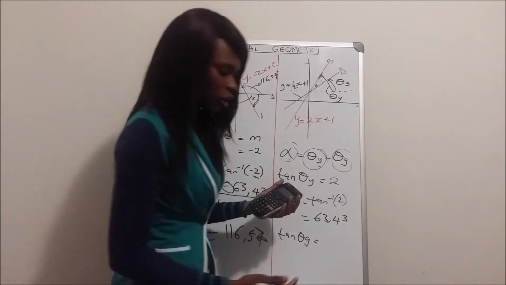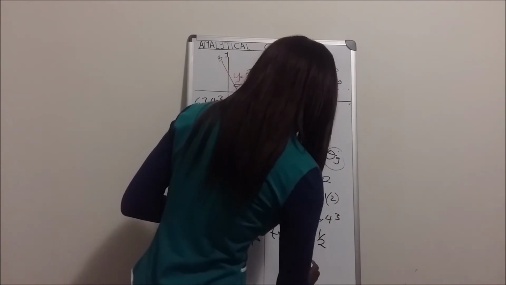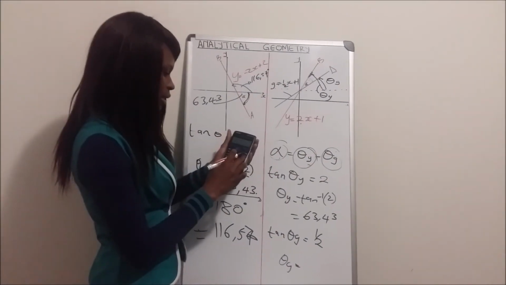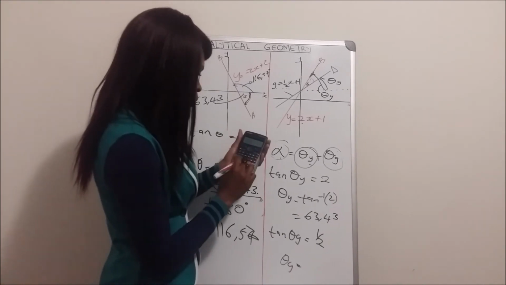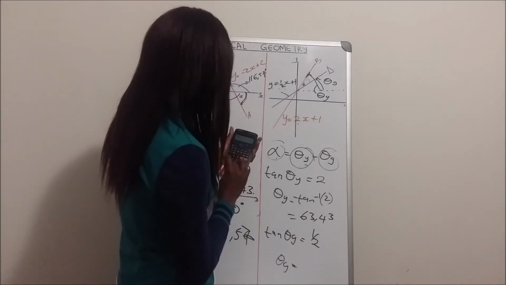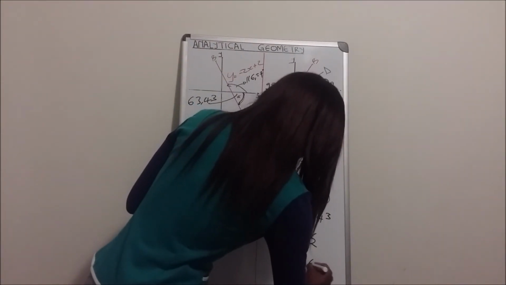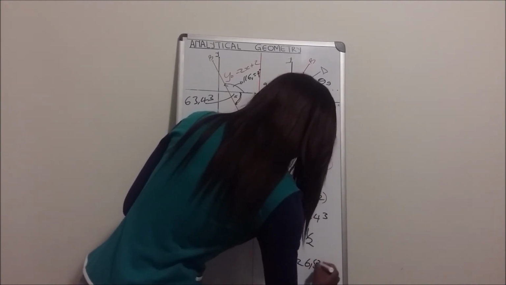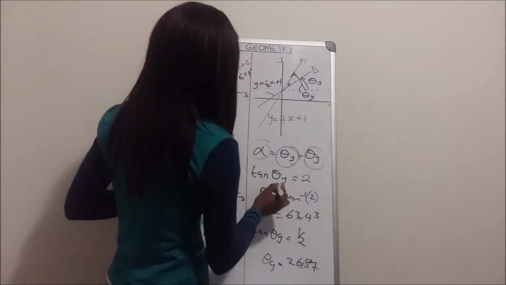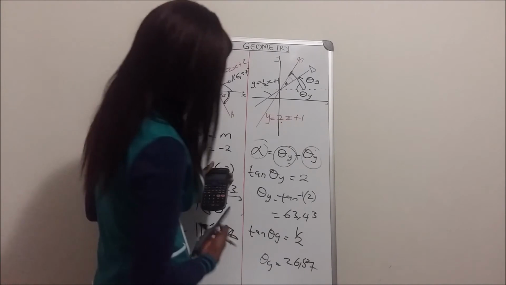And then the second one to find is tan of theta G, which is the angle of inclination of straight line G. That will be equal to 1/2. Then theta G, remember you press shift, tan, and 1/2. That will be 26.57. Then here we have 26.57 and also 63.43.